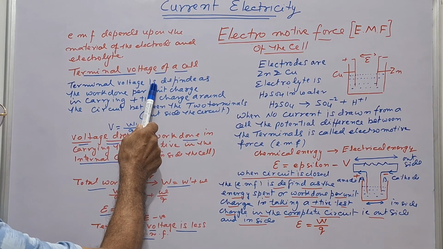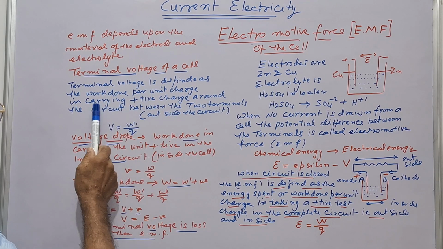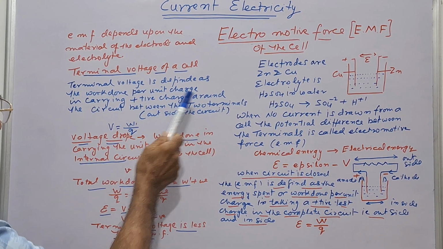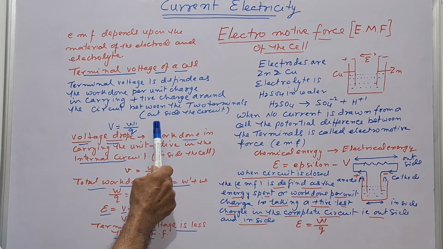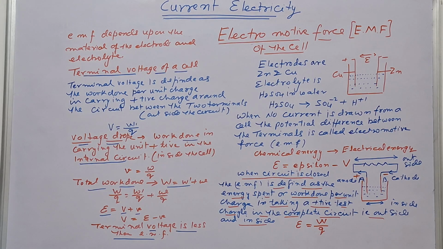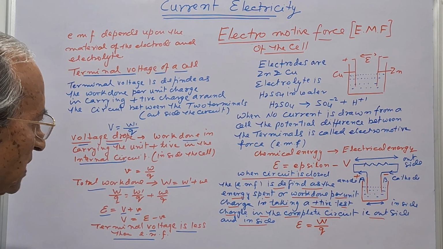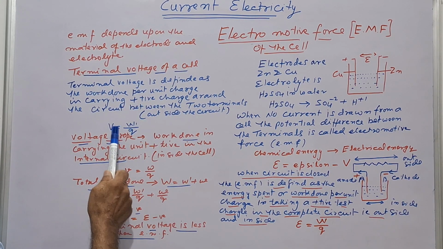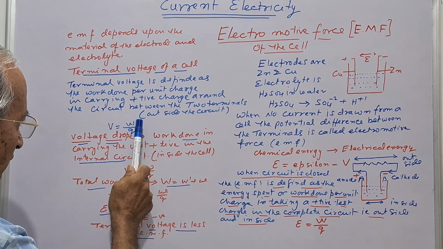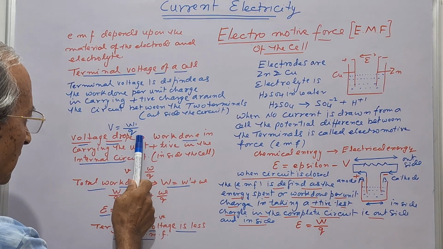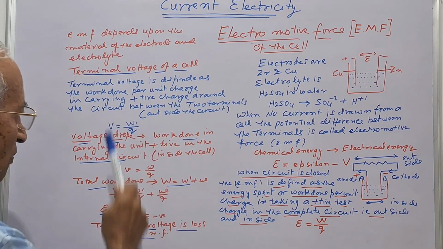Terminal voltage of a cell is defined as the work done per unit charge in carrying a positive charge around the circuit between the two terminals, that is, only the outside circuit. Here this V, the terminal voltage, is equal to the amount of work done. If we represent the work done by W1 for charge Q, then the terminal voltage is equal to W1 upon Q.